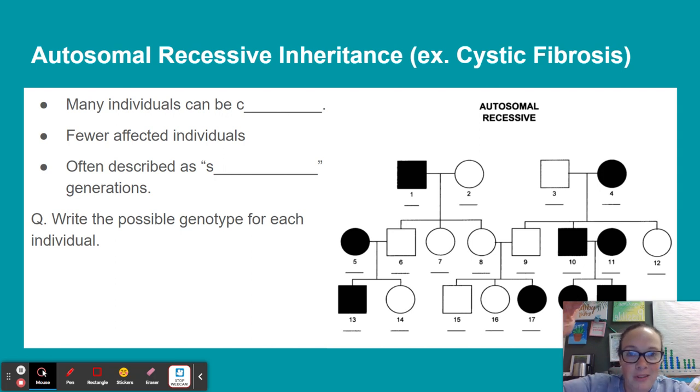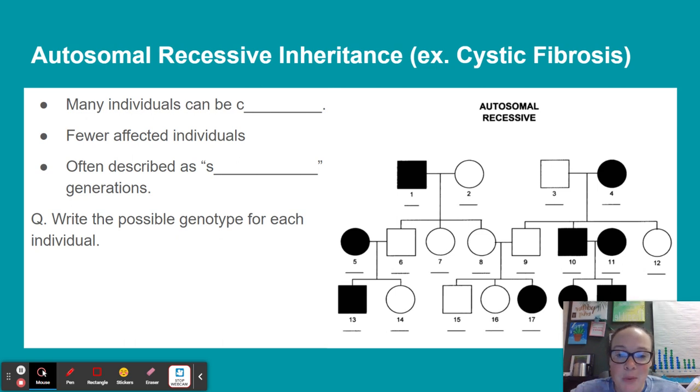I would go up to their parents, and I would mark their parents as either having it if their boxes are shaded too, or as carriers. So for example, person number 10 has it. I would mark that their mother also has it, so she would have the 2 lowercase letters, but I would mark dad as a carrier, capital letter, lowercase letter. Same thing with person number 13. I would mark their parents. Person number 17, I would mark their parents as carriers.